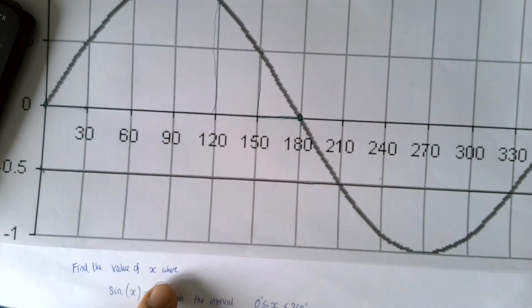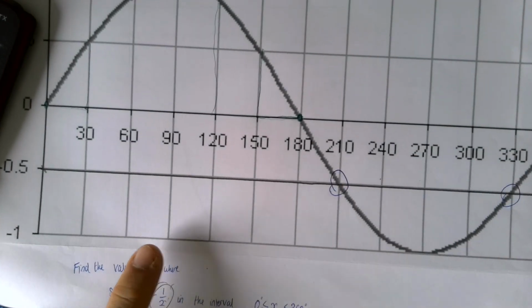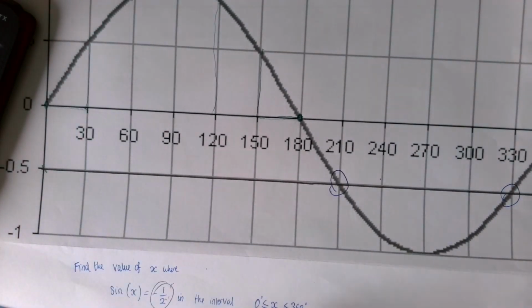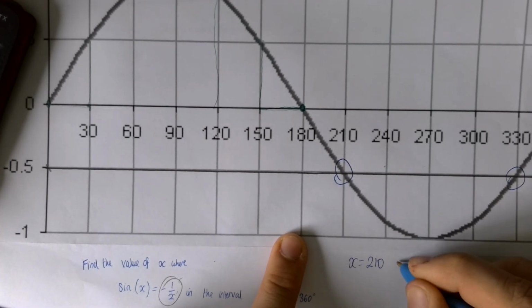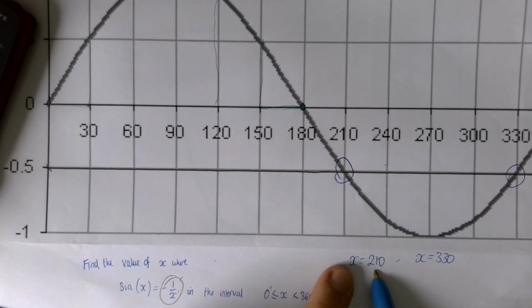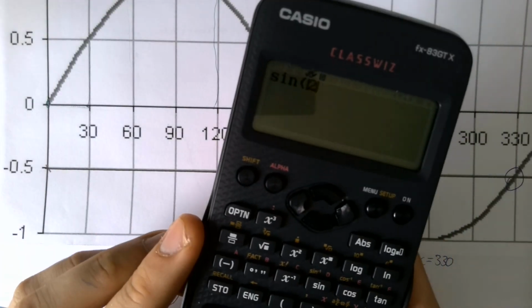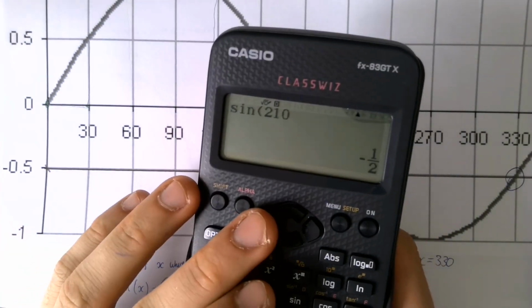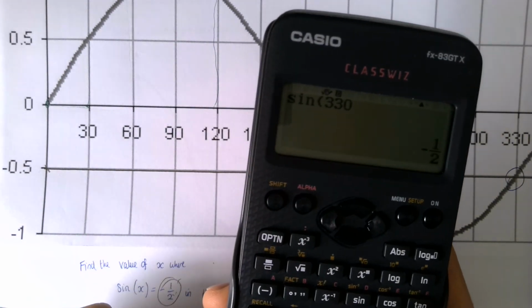So I can see that line intersects my sine graph here and here. So that is saying, using my graph, that when x is 210 and also when x is 330, sine of x will be minus 1/2. Let's just double check that. Sine 210 is minus 1/2. Sine 330 is also minus 1/2.